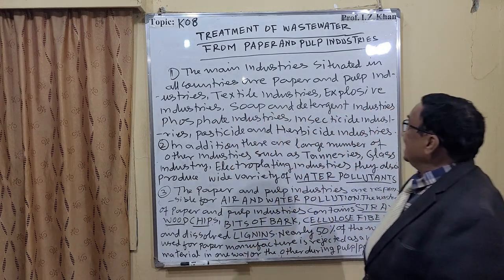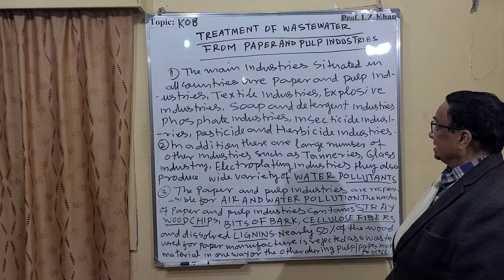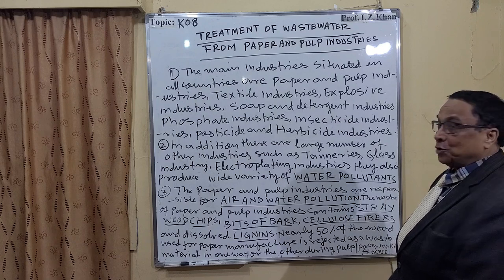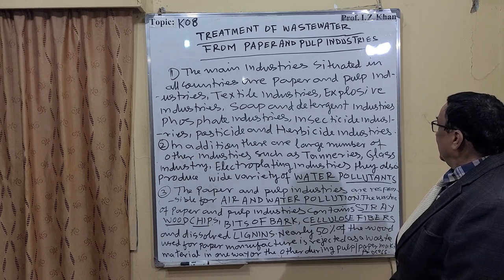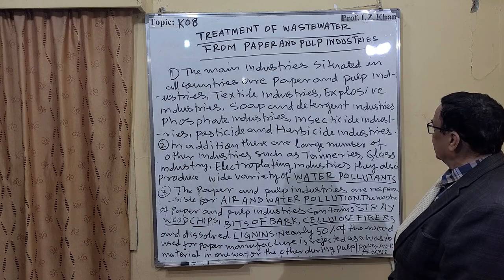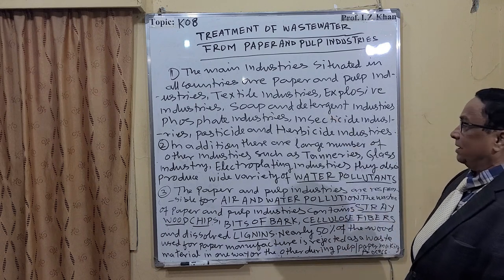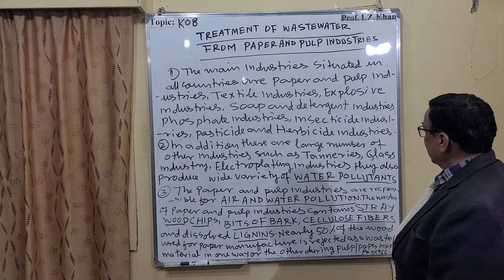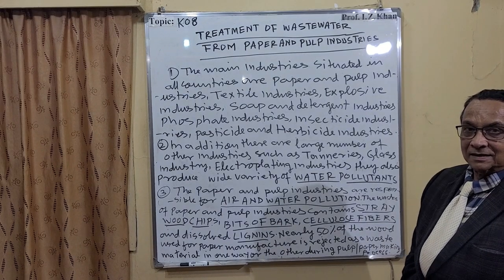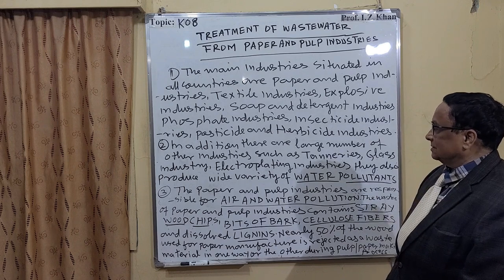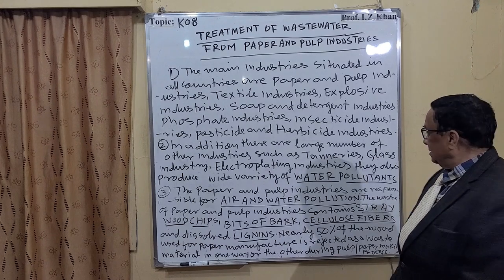Number one, the main industries situated in all countries are paper and pulp industries, textile industries, explosive industries, soap and detergent industries, phosphate industries, insecticide industries, pesticide and herbicide industries. Second, in addition to all these industries, there are a large number of other industries such as tanneries. Tanneries means they are processing leather, that is called the tannery industry. Glass industry and electroplating industries also produce a wide variety of water pollutants.